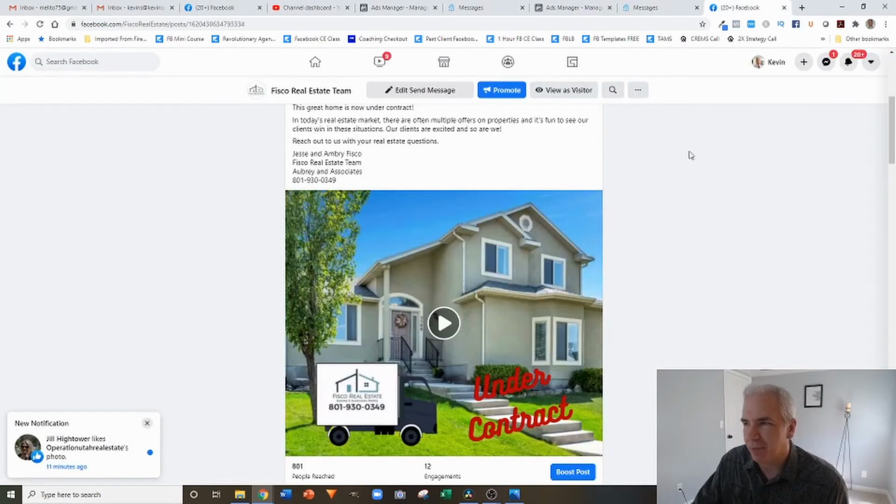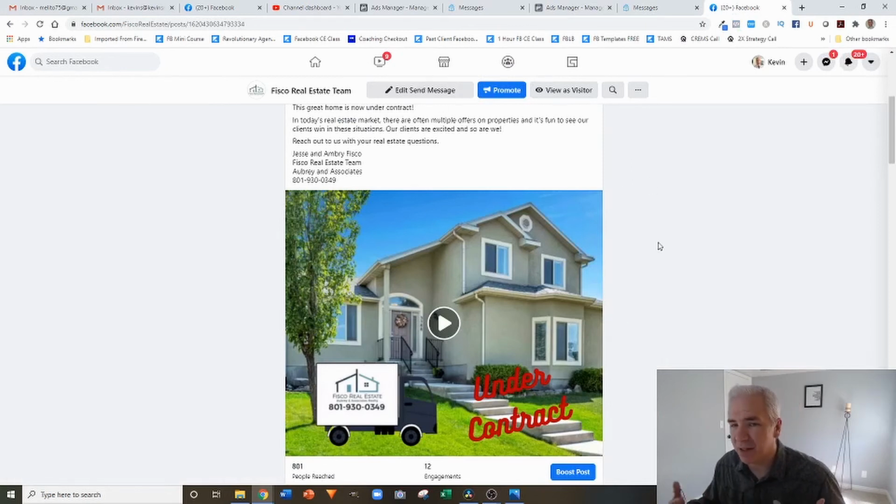Let me show you an example of some other kinds of marketing. So this is an under contract. So again, talking about business activity, just listed, just sold, under contract, where we're saying, hey, we just put this home under contract. And then this is going out to all of those custom audiences that we've set up so that they keep seeing this over and over and over again.